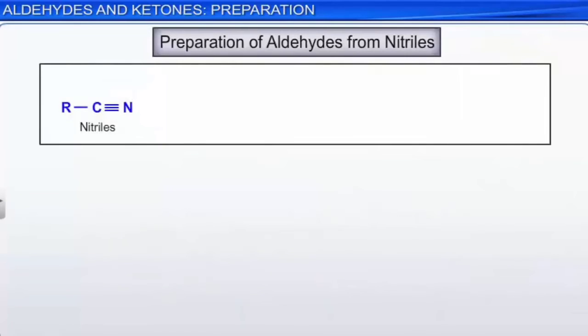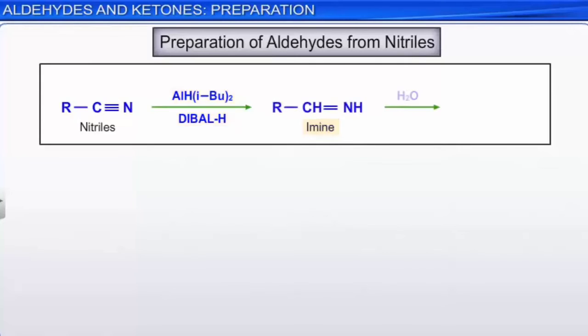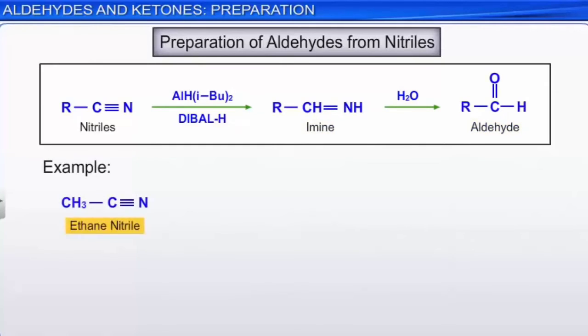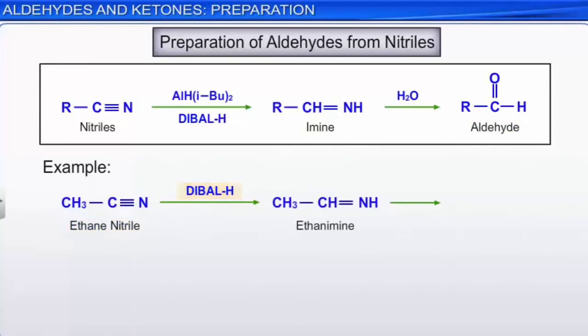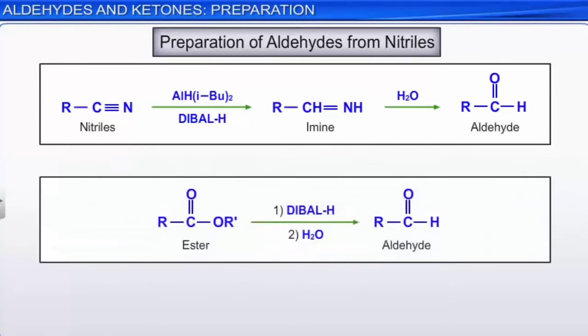Alternatively, selective reduction by diisobutyl aluminium hydride, DIBALH, to imines followed by hydrolysis also yields aldehydes. For example, ethane nitrile on reduction in the presence of DIBALH followed by hydrolysis yields ethanal. Similarly, DIBALH can also be used to reduce esters to aldehydes, as shown here.